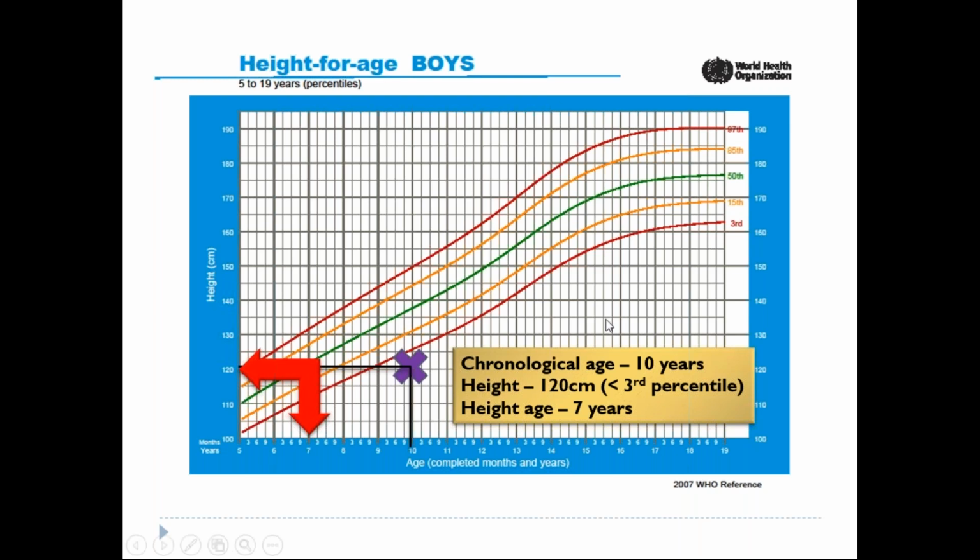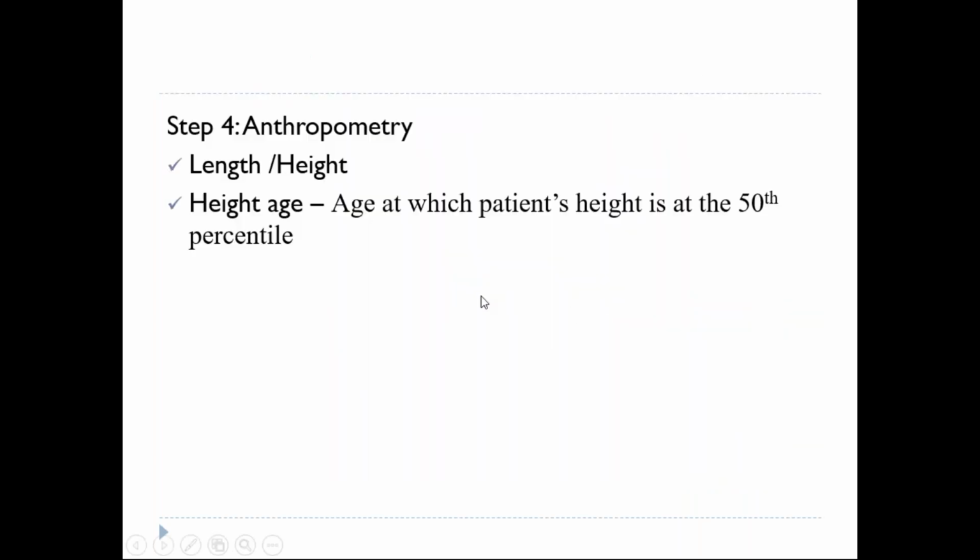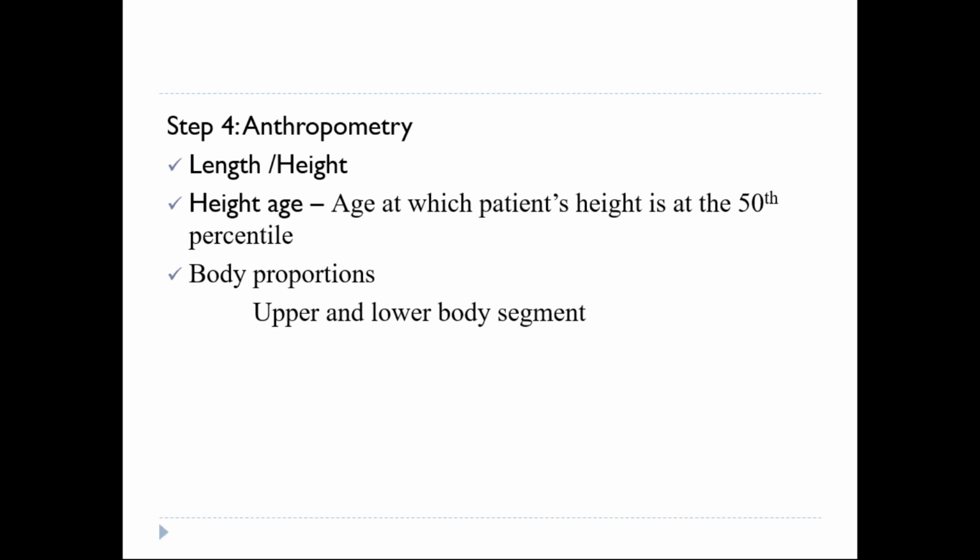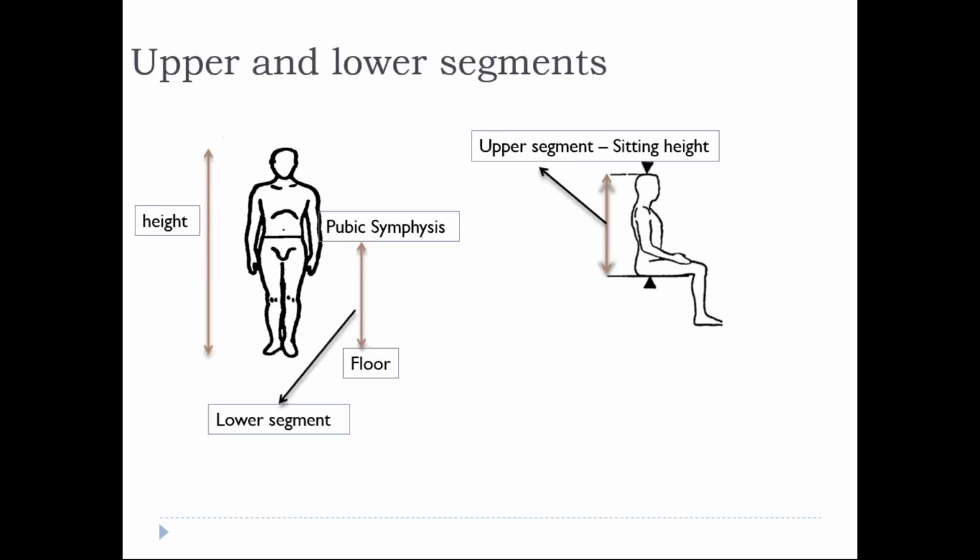So what do you do further? We calculated the height age. Then you see the body proportions. It's very important whenever a short child comes to you, you calculate the upper segment and lower segment. Did you see this before, how to calculate the upper and lower segment? I'll just repeat it quickly.